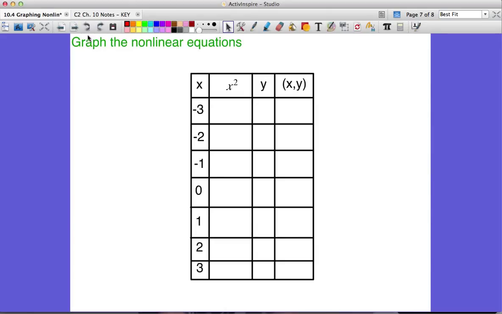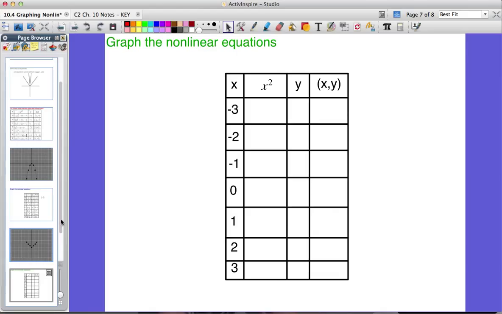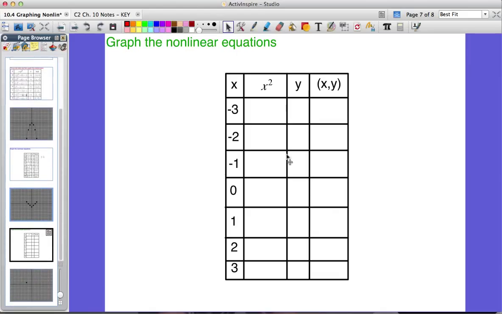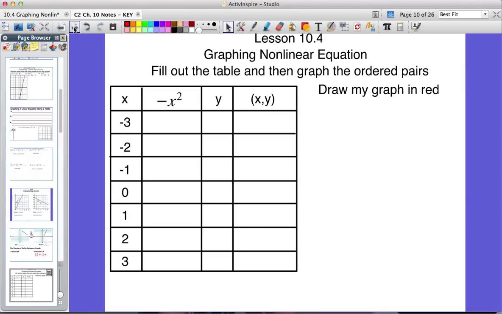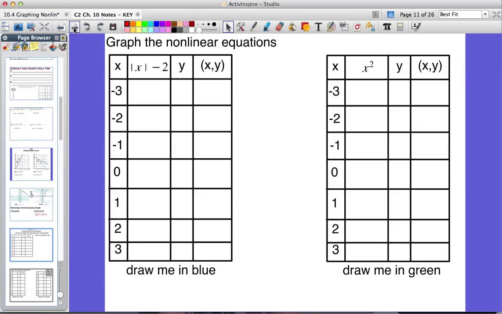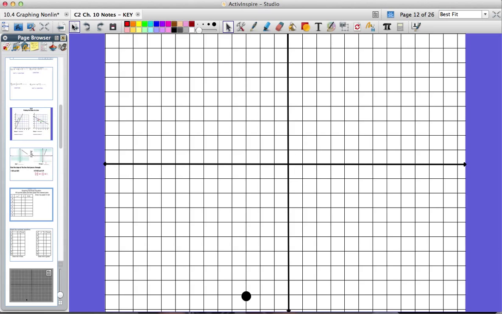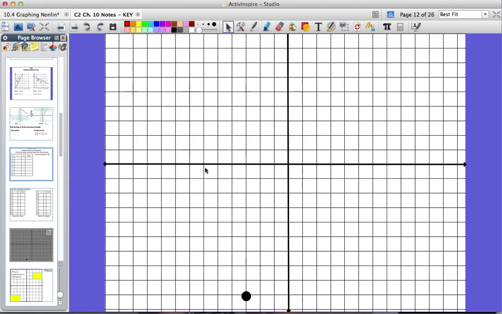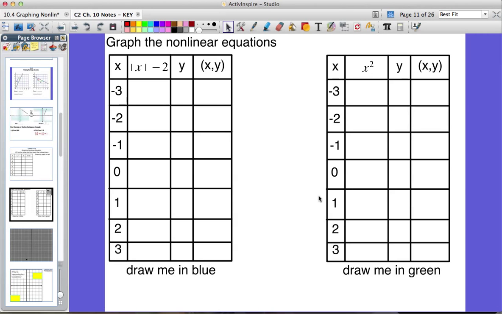So what I would like you to do for tonight, you have this problem in your notes. I want you to solve, and then I would like you to graph the points in your notes. What you're going to have to do here is use a different color to show this graph. So here it says draw me in green, here it says draw me in blue. So the green one, I want you to post all of your ordered pairs on Edmodo. So you only need to post the ordered pair.